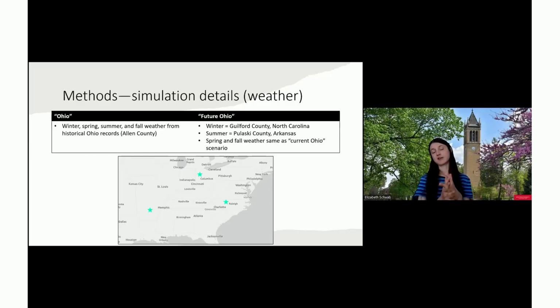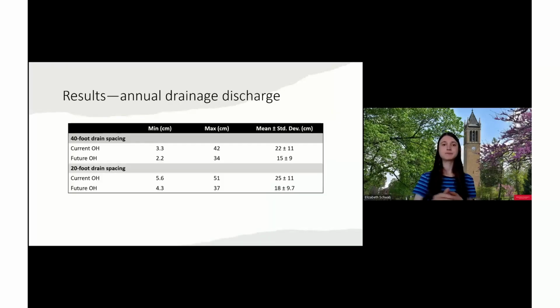And then for right now, we use the spring and fall weather to be the same as in our current Ohio scenario. So again, this is a very simple simulation, but ultimately we wanted to use that to provide some outputs to pair with that shifting states graphic and use that as a springboard for conversations around water management. So I'm going to quickly go through the results. We're not going to dwell too much on the numbers because, as I just mentioned, this was a simplified simulation.